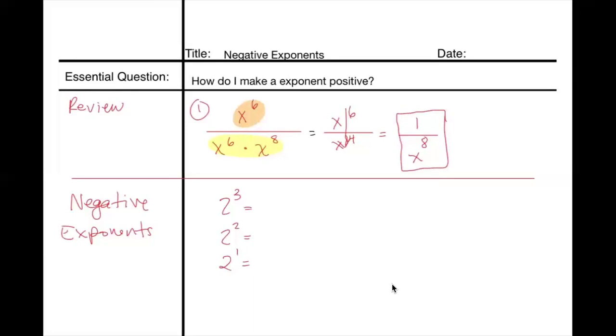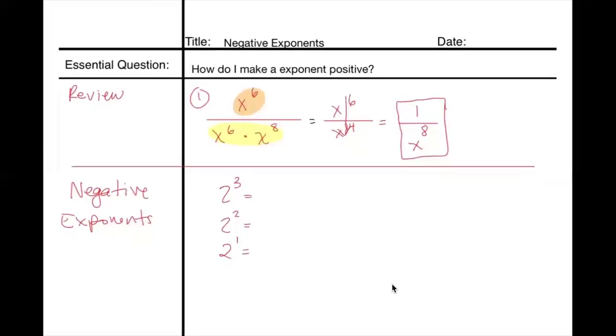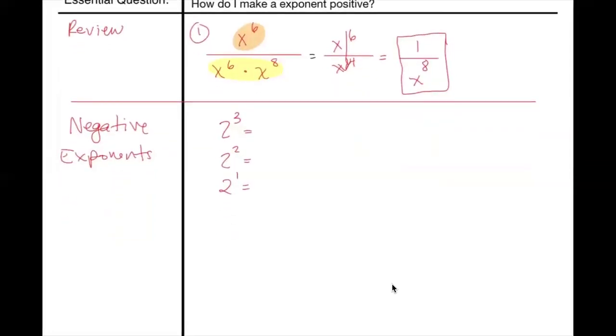And now math is all about patterns. So if you can find a pattern, it's going to continue on, and you can make new discoveries and make learning about math a little bit easier. So 2 to the 3rd, what does 2 to the 3rd mean? 2 to the 3rd means 2 times 2 times 2. 2 to the 2nd means 2 times 2. And 2 to the 1 just means a 2. There's just one 2 there.